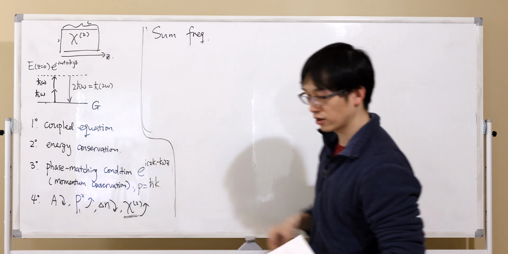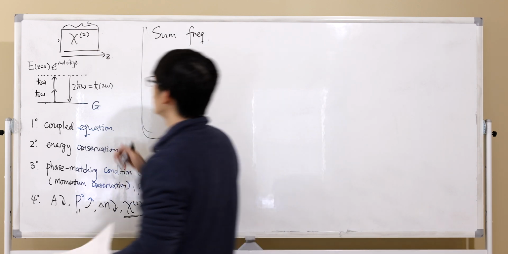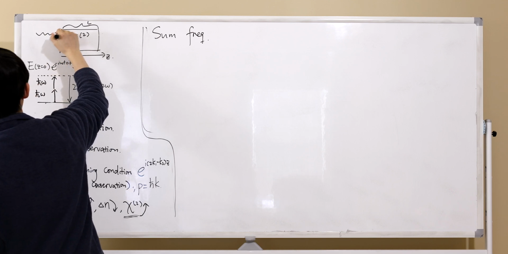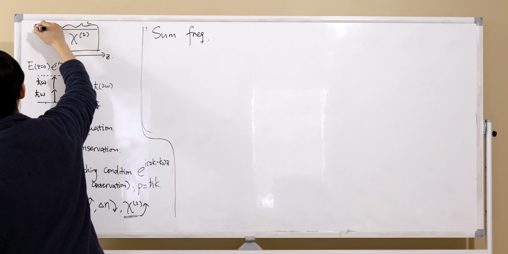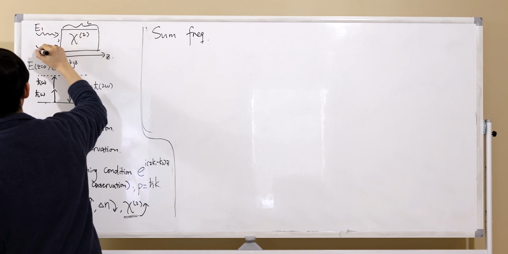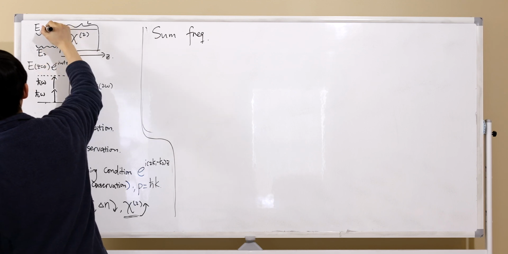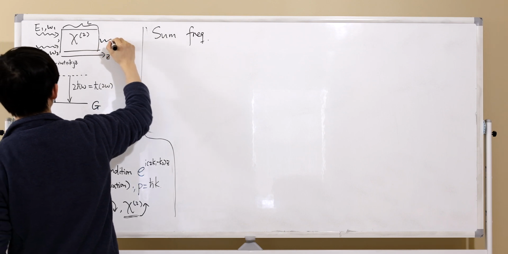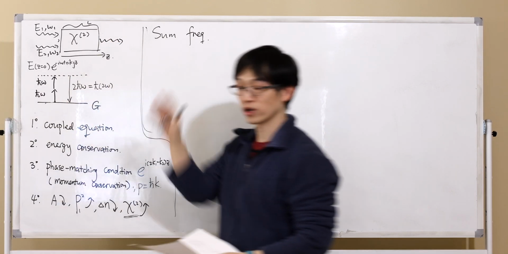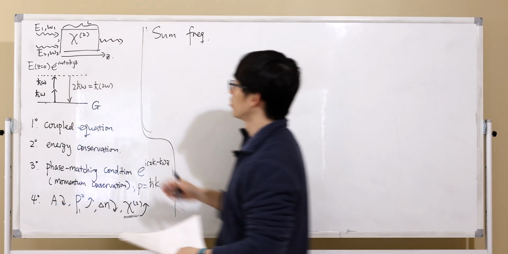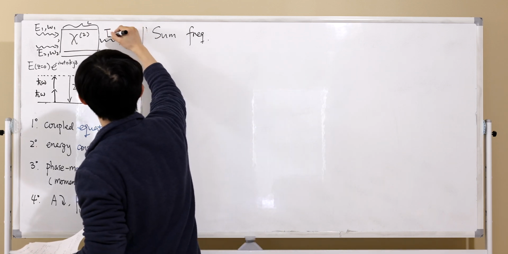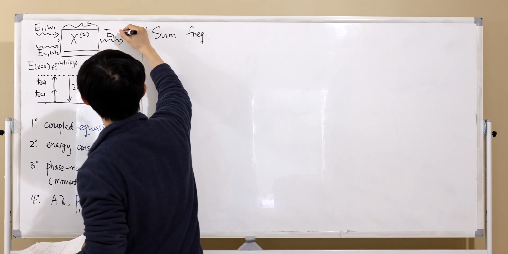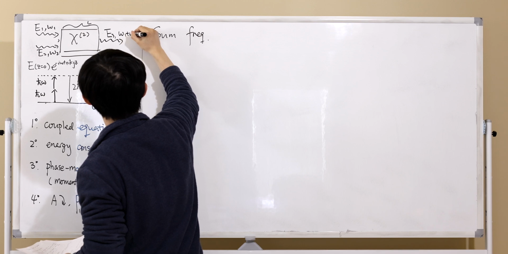Sum frequency, let's talk about a problem like this. If you have two lights going into the nonlinear media, of course they will transmit. Can you generate a wave whose frequency is omega 1 plus omega 2?